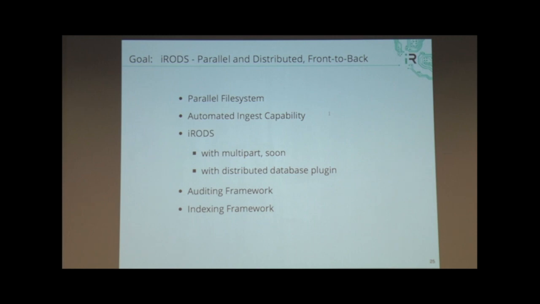Okay, so the key here for performance is that we wanted to make everything parallel front to back. Obviously, we have a parallel file system. In iRODS, we have multi-part data transfers coming very soon, which can allow you to transfer files in parallel. We now have plugins for distributed databases, specifically CockroachDB. And we also have the auditing and indexing framework.